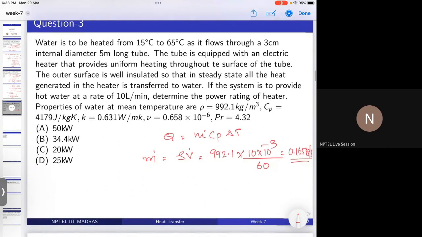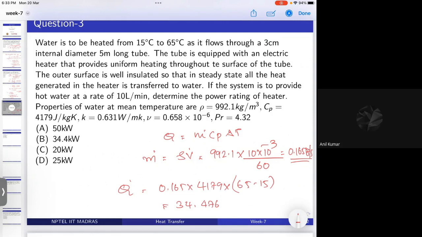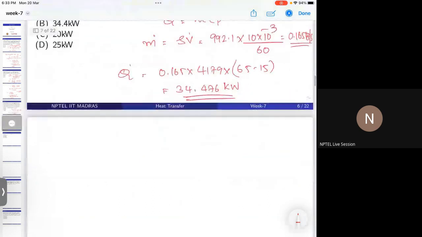Yes, sir. Yeah. So now just direct substitution, that is Q is equal to 0.165 into Cp 4179 into delta T, which is 65 minus 15, which is 34.476 watts or kilowatts. So what is the unit? It should be kilowatt. Yeah, kilowatts. So this was a simple question.